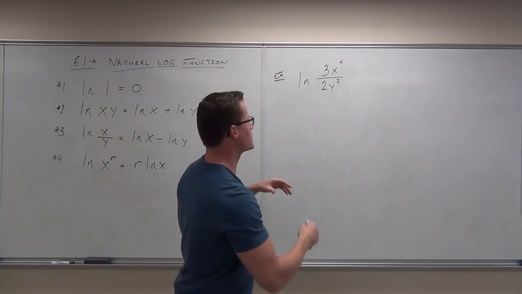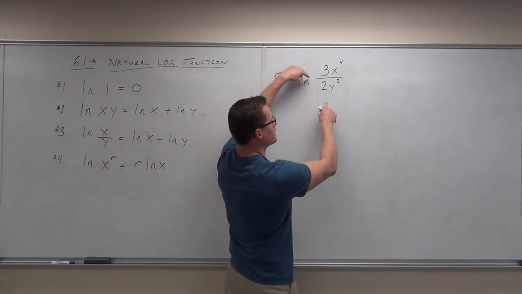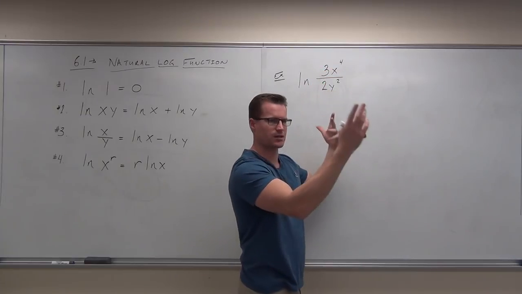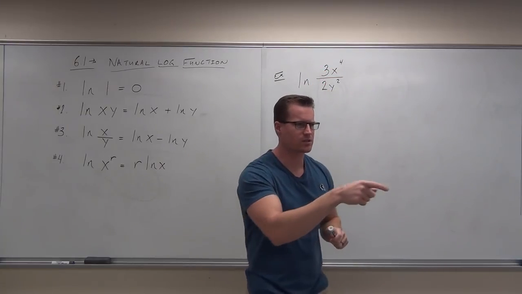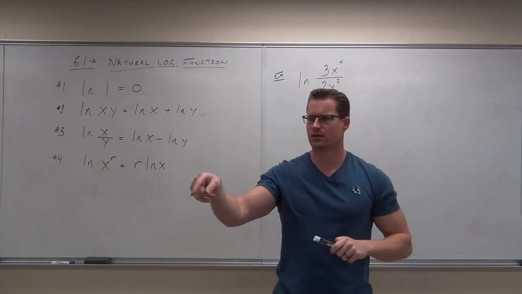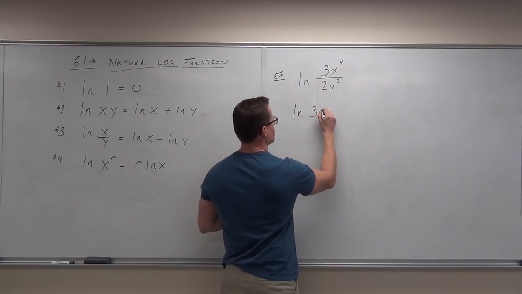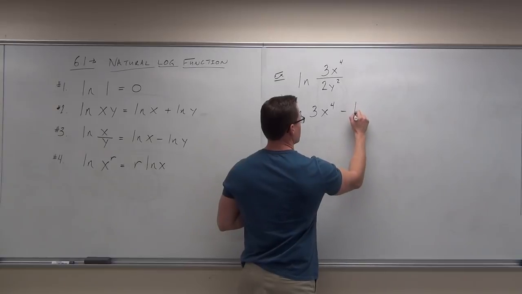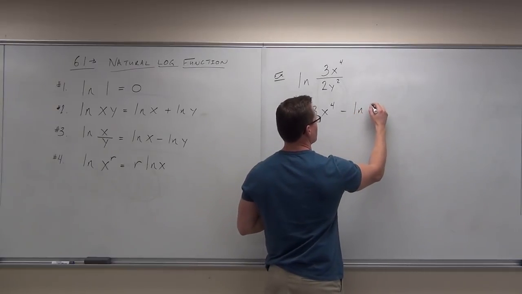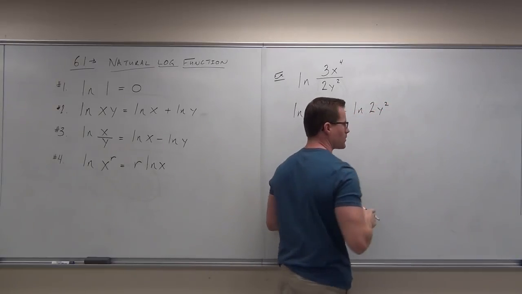The biggest part we see, the thing that combines all of this argument, is division right now. So let's take care of that division. And what's division changing to again? Subtraction. Fantastic. Okay, so we're going to have ln 3x to the fourth minus ln. That's exactly right.